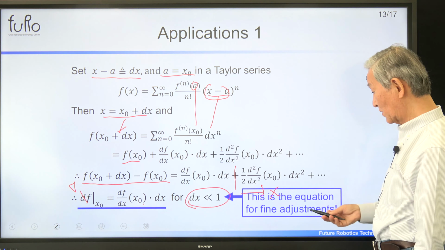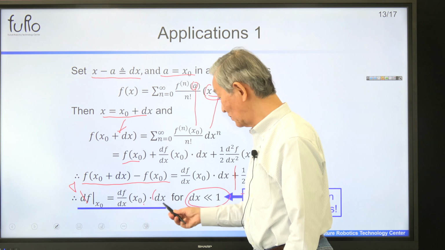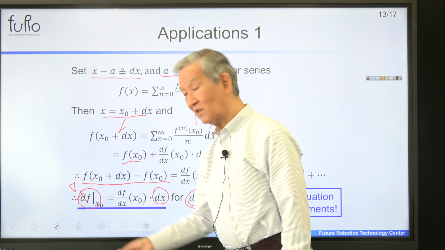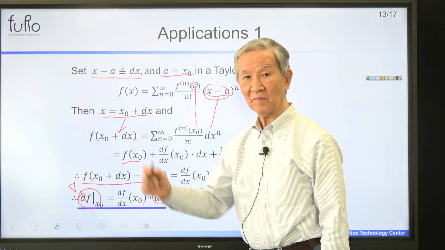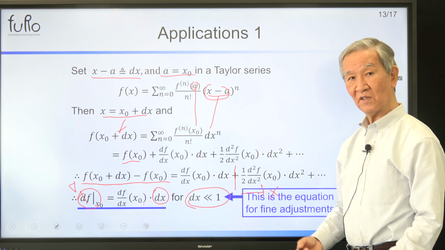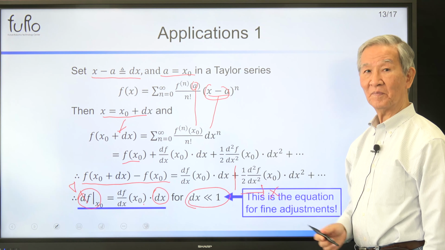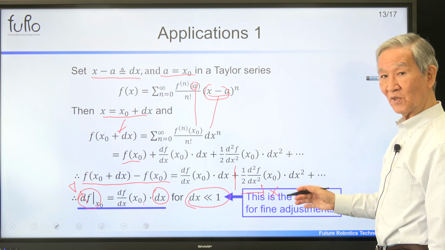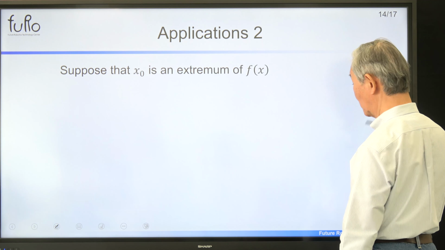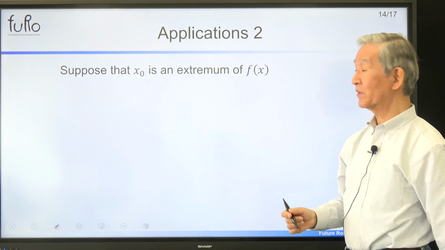This is actually the equation for fine adjustments, right? This happens to be the change in theta, and this happens to be the change in end effector position. So that relationship, we used differentiation to find it out. But if you look at the approximations, this is it. So approximation tells you that the equation we had developed was correct.